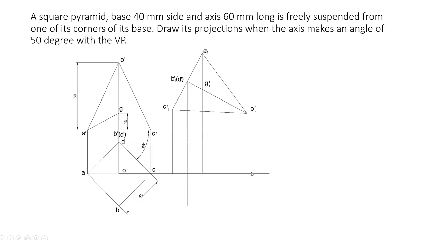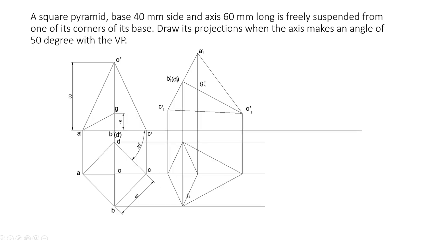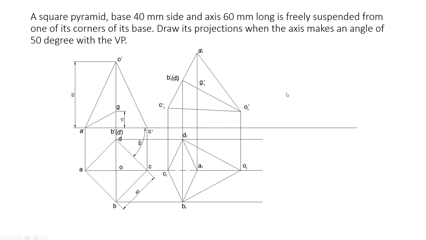So in that way you can get 5 points here. Connect those 5 points using straight lines. You will get the top view of this diagram, tilted diagram. Now name those points as A1, B1, C1, D1 and O1.